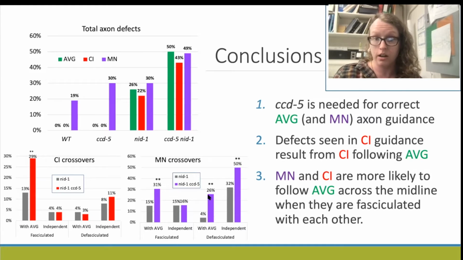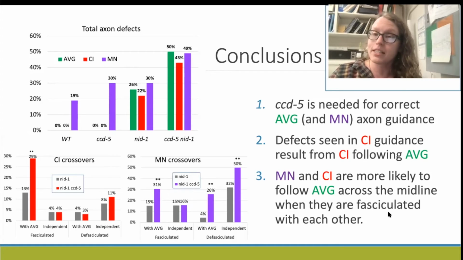That's shown here. We're also seeing that that is not true for command interneurons, that the defects that we see in command interneuron guidance result directly from command interneurons following ABG. And it's not at all affected independently of ABG. We're just seeing defects as a result of AVG midline crossing. We also see this lovely fasciculation observation, that motor neurons and command interneurons are more likely to follow AVG across the midline when they're already fasciculated with each other.